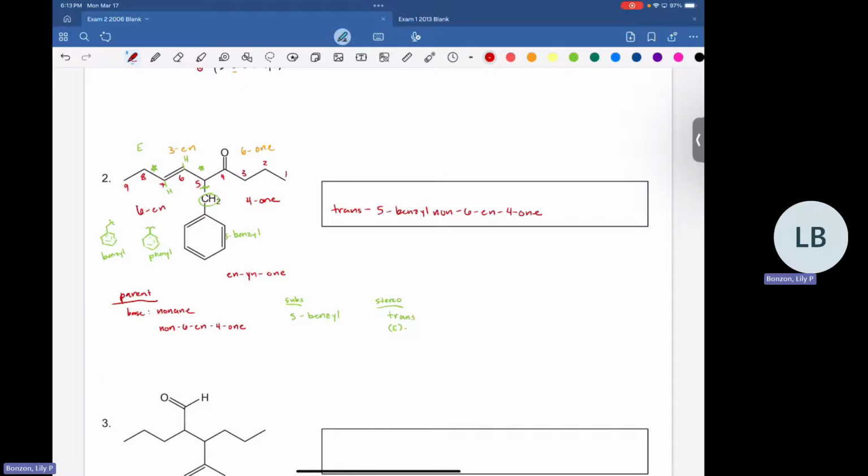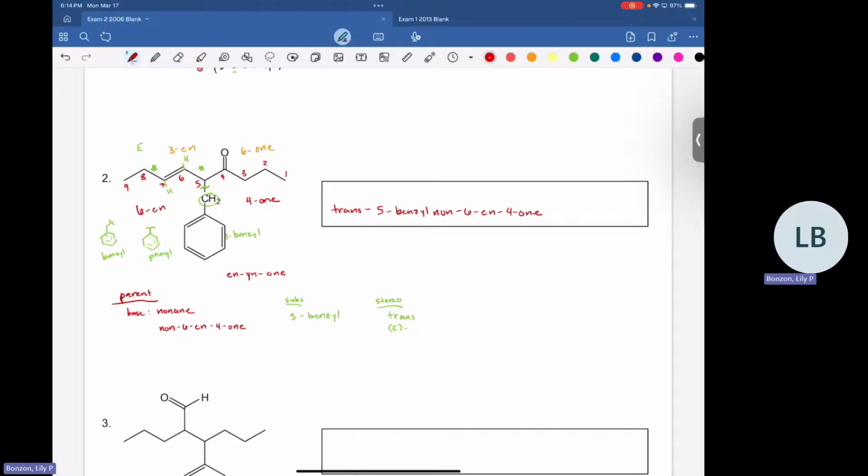So since ketone is our highest priority group, we're going to give that one the lower number. So that's what you'll do whenever you have a priority group. Even though we could get lower numbers overall starting from the left, we need to give the highest priority group the lowest number. So that's why from right to left, we get 4 and 6, but the ketone is the lower number.